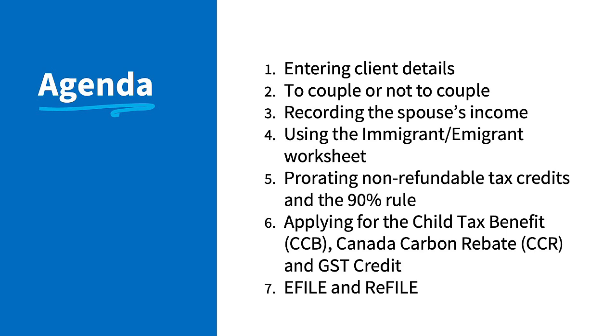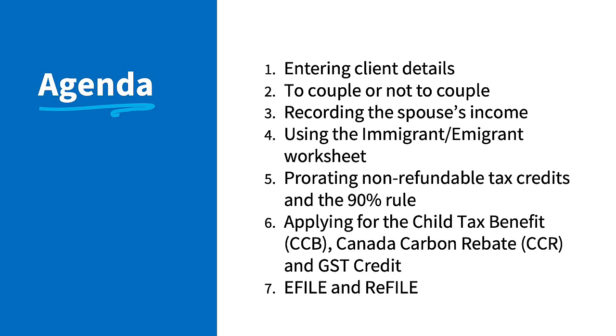We're going to talk a little bit about whether or not you should couple the return in the case of an immigrant or an emigrant, where you should be recording the spouse's income and world income, using that Immigrant worksheet in T1 to record the portion of income that is earned outside of Canada while they were not resident in Canada. And we're going to talk about the prorating rules a little bit around the non-refundable tax credits, specifically that 90% rule.